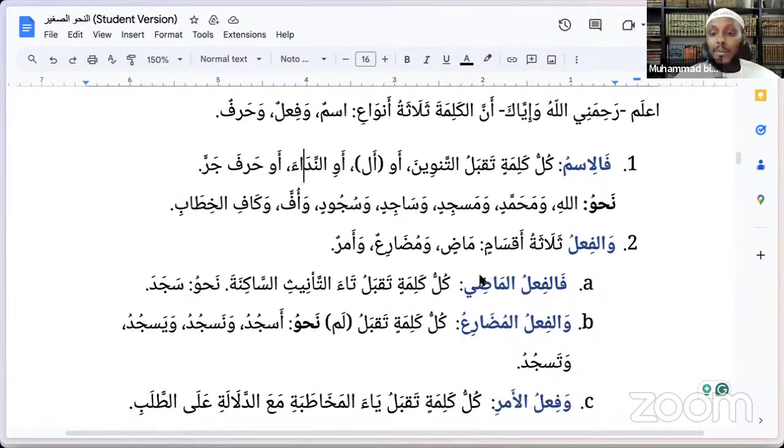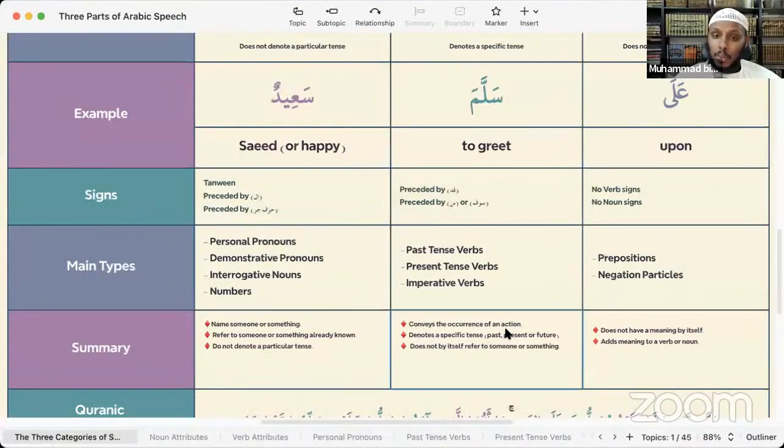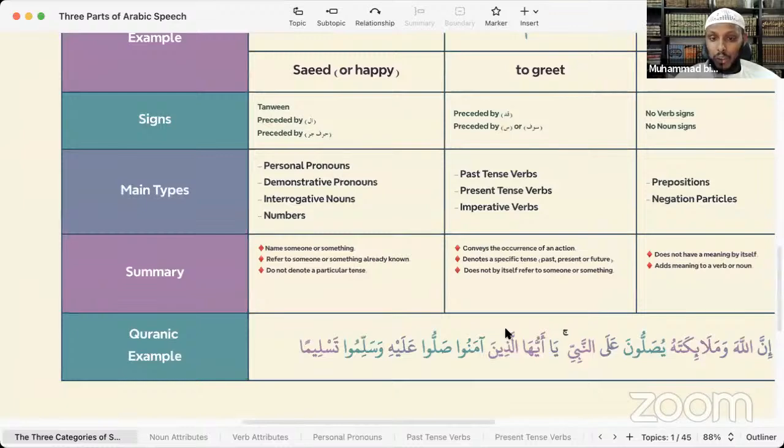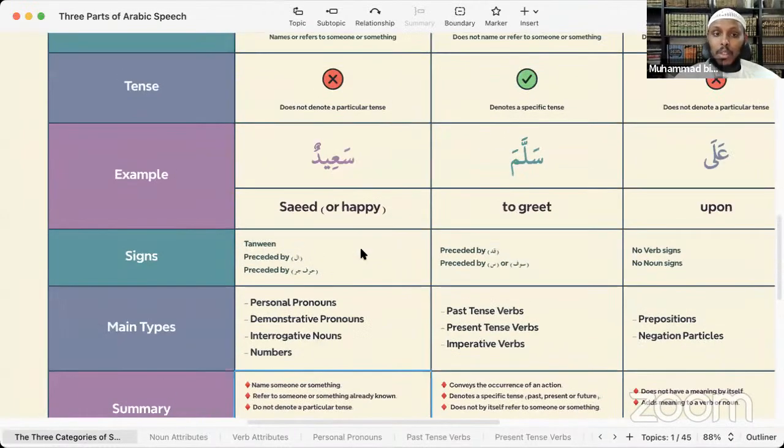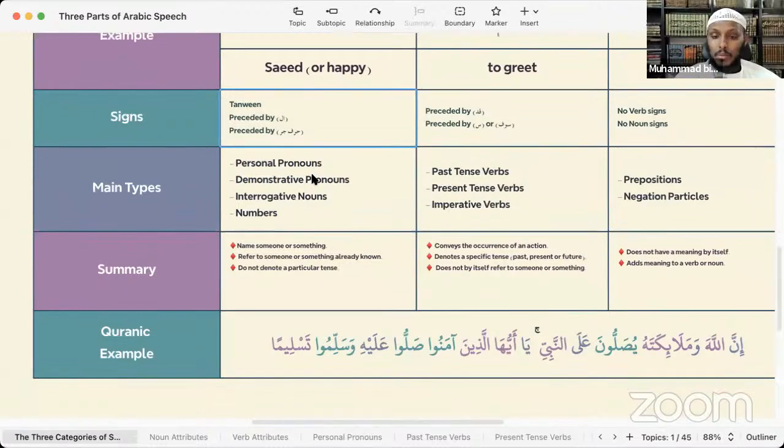Okay, clear. These are the signs of an ism. And return back to the table as well to get a better understanding of it. It gives you a summary, examples, and the signs. From the signs, we've chosen three: tanween, preceded by al, and harf jar. You can add nida to it as well, but nida doesn't really apply to many nouns. So these three are enough, in my opinion.